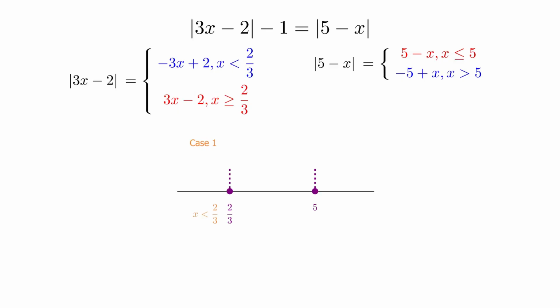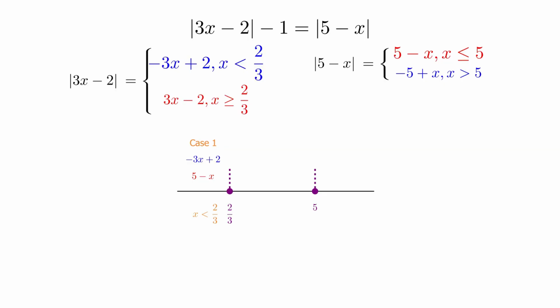Case 2 is going to be everything that's between 2/3 and 5, and case 3 is going to be everything greater than 5. So looking at our equations and how we split them up, for case 1, the equations that we're actually going to be plugging in are for everything less than 2/3, which would be the negative 3x plus 2 and the 5 minus x, since it's saying x less than or equal to 5. That will be our case 1.